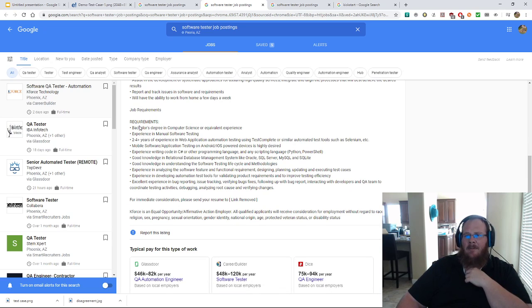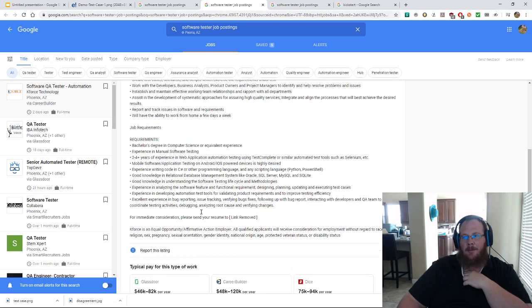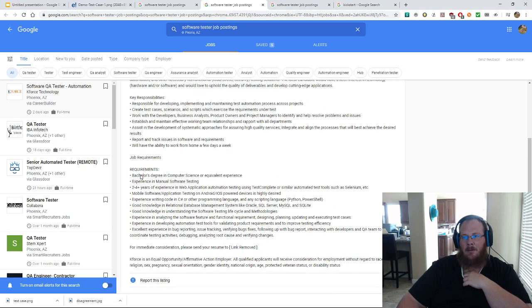Requirements. When they say bachelor's degree in computer science or equivalent experience, what they're trying to do is stop the mentally handicapped janitor of the school down the street from applying for this because they think they can do it. They put that on there to discourage people who haven't received a formal education.